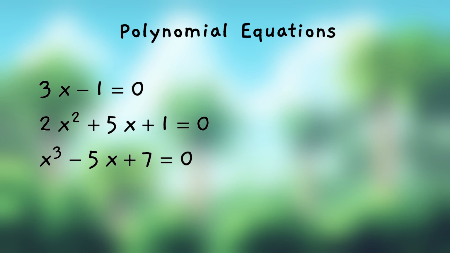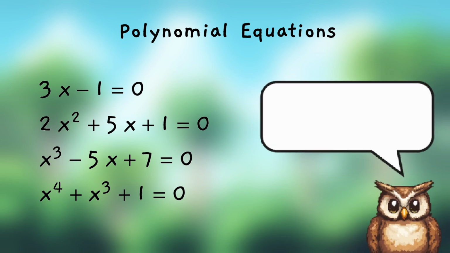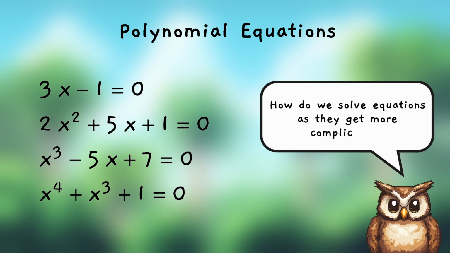And let's see one other. x to the fourth plus x cubed plus 1 equals 0. The degree of the polynomial here is 4. I wanted to start with polynomial equations because this gives you a nice bird's eye view of one of the objectives in algebra, and that is to learn how to solve equations of greater and greater complexity.